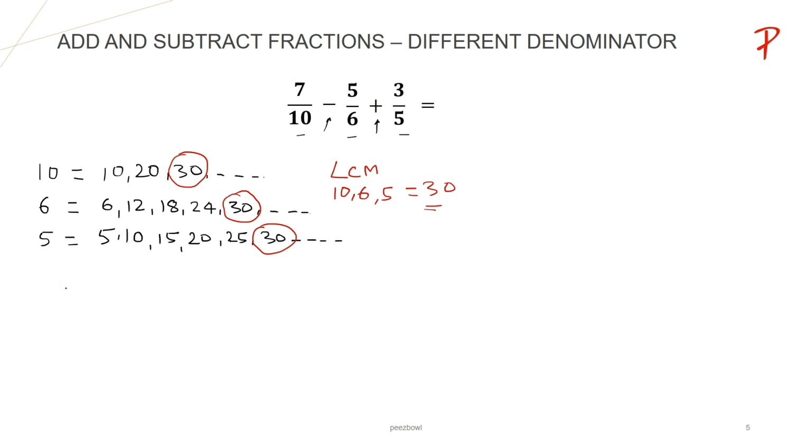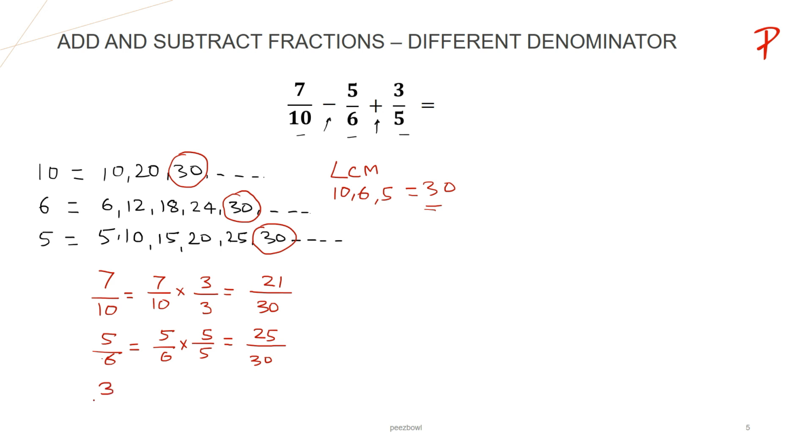Let us see how we do it. 7 upon 10 is equal to 7 upon 10 multiplied by 3 at the numerator's place and 3 at the denominator's place. So at the denominator's place we will have 30, since 10 multiplied by 3 is 30, and at the numerator's place we have 21, since 7 multiplied by 3 is 21. For 5 upon 6 as well, we multiply by 5 and 5, so that at the numerator we have 25 and at the denominator we have 30.